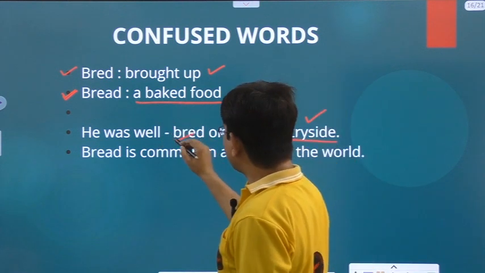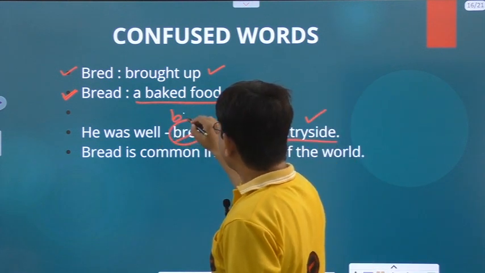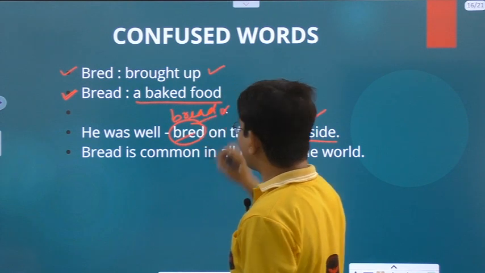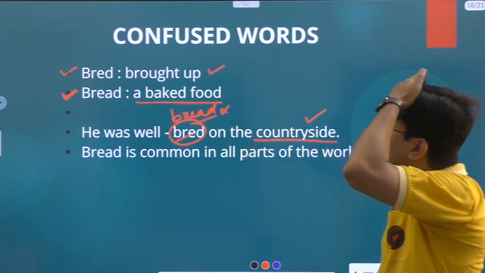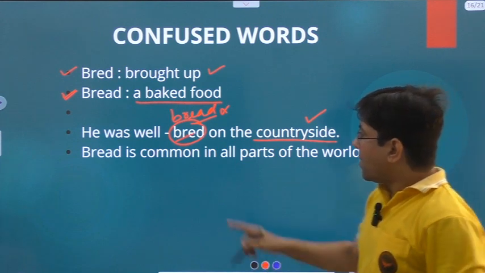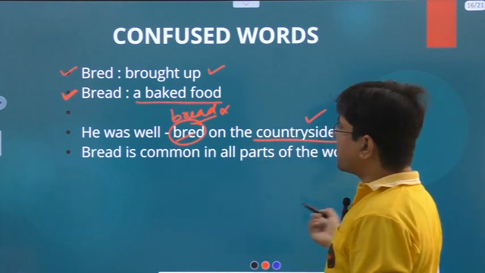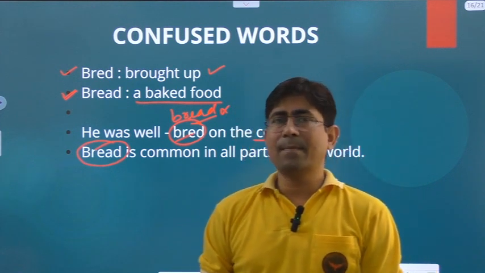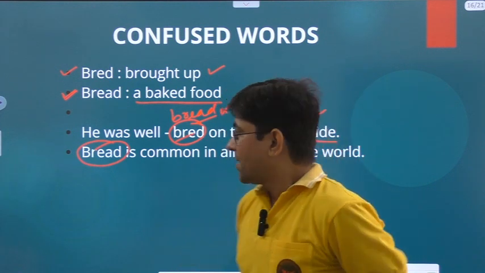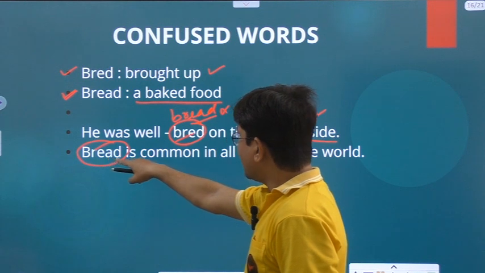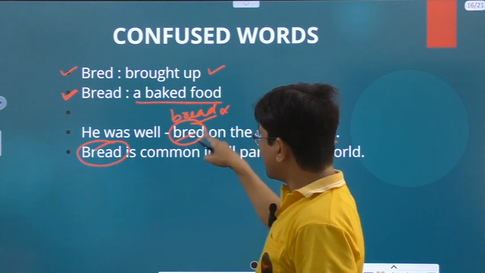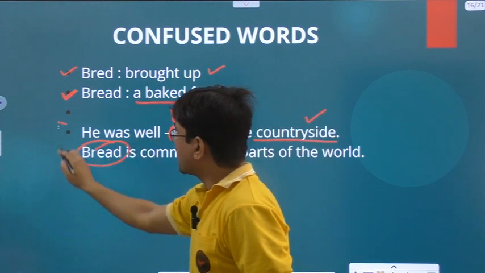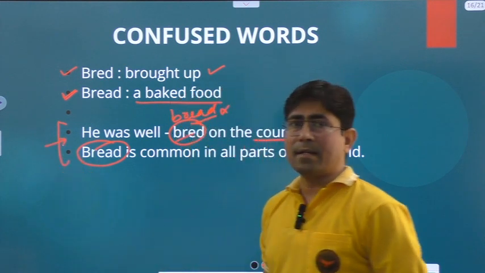So if you use this bread, it will be the wrong one. He was well bred on the countryside. Now, bread is common in all parts of the world. Bread we generally use in our breakfast, or in the evening with tea. So this bread, B-R-E-A-D, and this one, B-R-E-D, bred. These two words are very different in meaning.